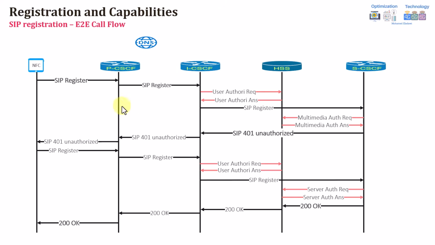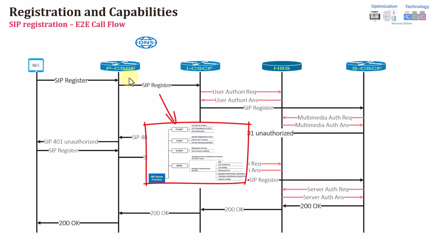As you can see here, the first step, what will happen? The user will send a SIP register message to the P-CSCF. If you remember, in the previous session we were explaining the function of the IMS entities. We mentioned that this proxy CSCF is acting as the first point of contact. So all the messages need to go through the P-CSCF first, from the UE, then it will be forwarded until it reaches the S-CSCF.